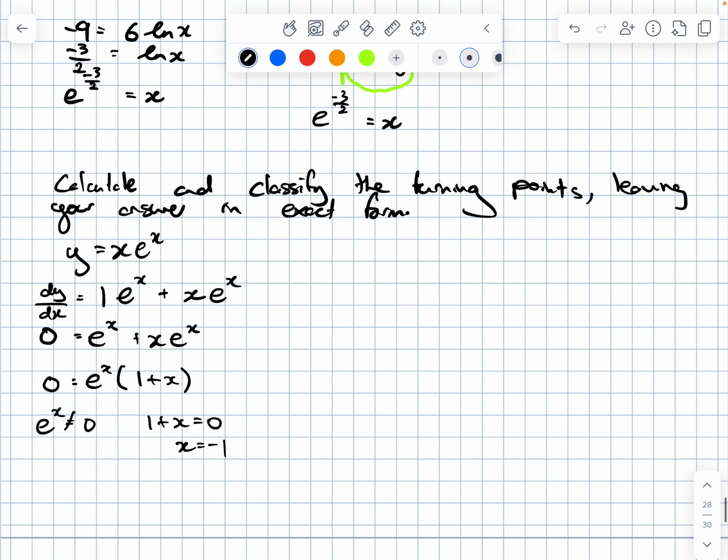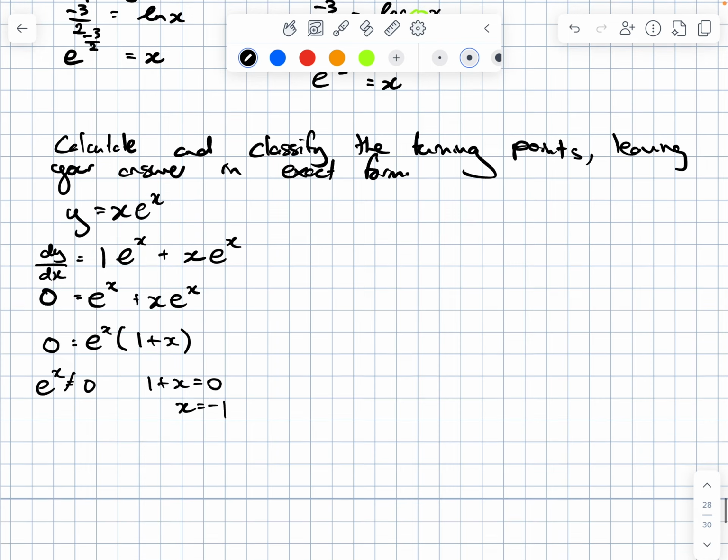So we have one turning point, we need to classify it. Again, we'll look at both options, you only need to do one. One option is the number line method. Draw your number line, plot your turning point and 2 points on either side. If you can pick 0, pick 0. And we know that the dy/dx at -1 is 0.